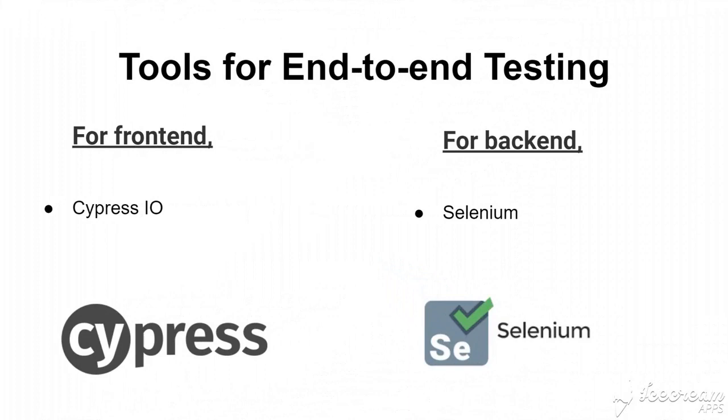Finally, we hope to do end-to-end testing for the Vault system. We hope to use Cypress.io for the front end and Selenium for the backend for end-to-end testing. We decided to divide into two teams for front-end testing and back-end testing. Front-end developers did back-end tests and back-end developers did front-end tests.